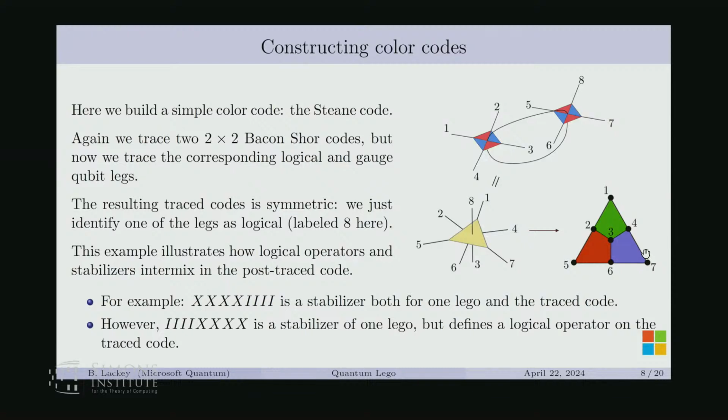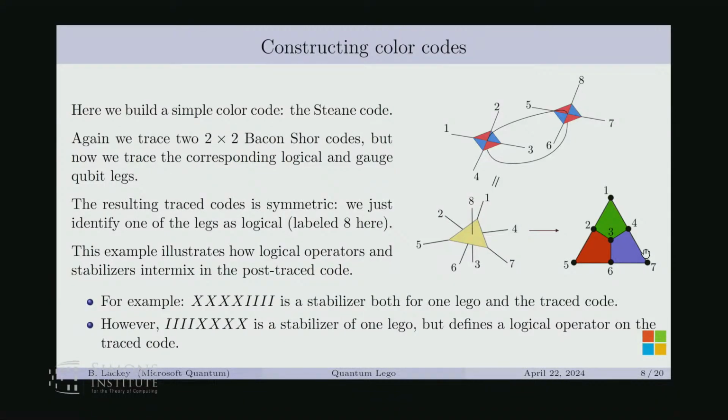This state is incredibly symmetric. And so just pick one of them. In this case, pick leg 8, and we'll just declare that to be the logical qubit of a new code. So that's exactly the Steane code. And again, it illustrates the point that things that exist on the Legos, in this case stabilizers on the individual Legos, don't necessarily correspond to what you'd think they would in the post-trace code.